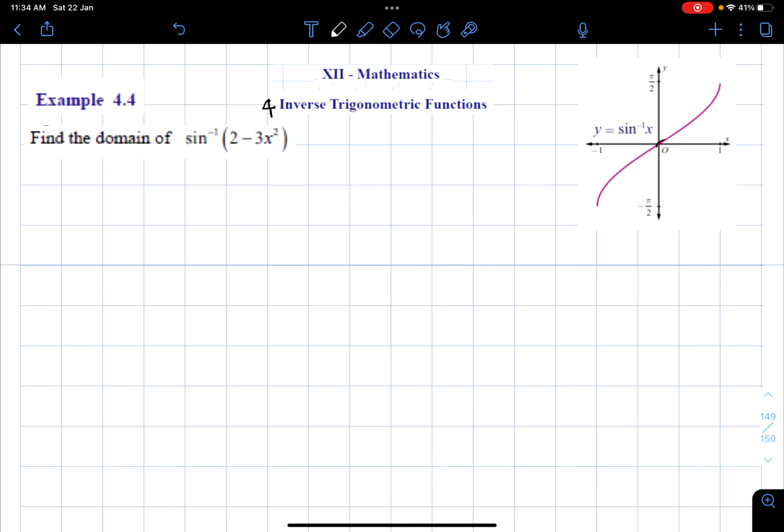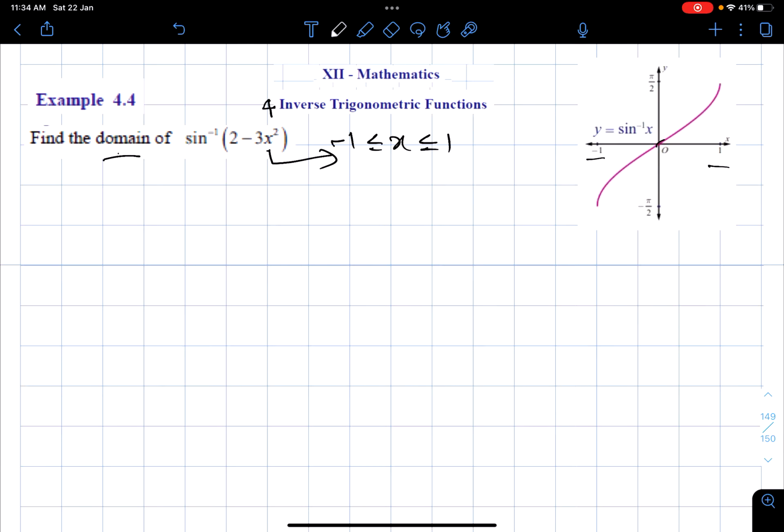First we'll see our example 4.4. Find the domain of sine inverse of 2 minus 3x square. Okay, domain of this. So when you see the sine inverse graph, the domain of x takes the values on the x-axis as minus 1 and 1. So what is the value you are going to get? Minus 1 less than or equal to x less than or equal to 1. This is the value of this x.